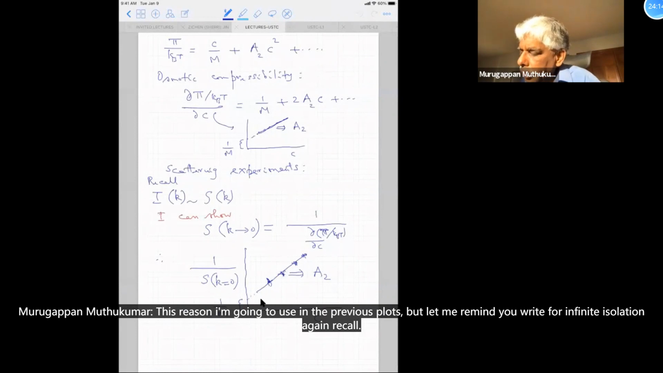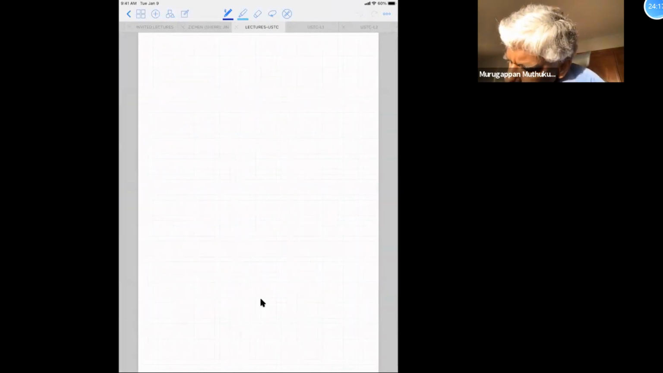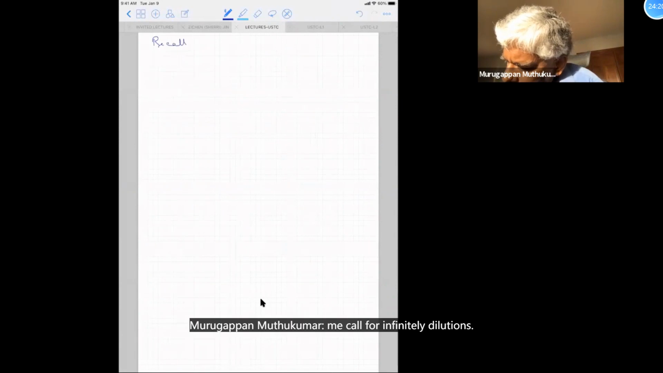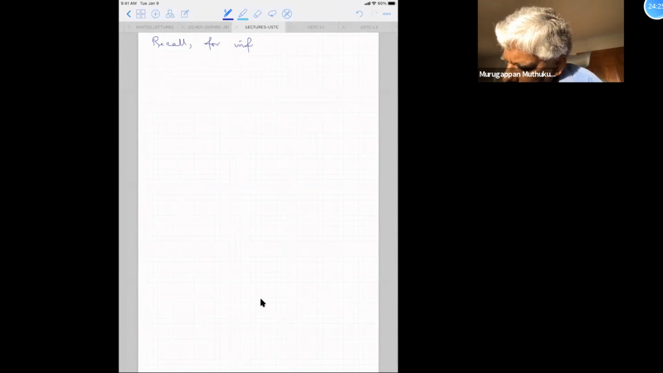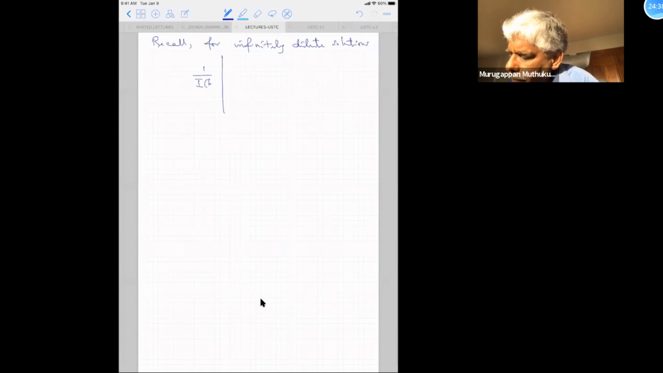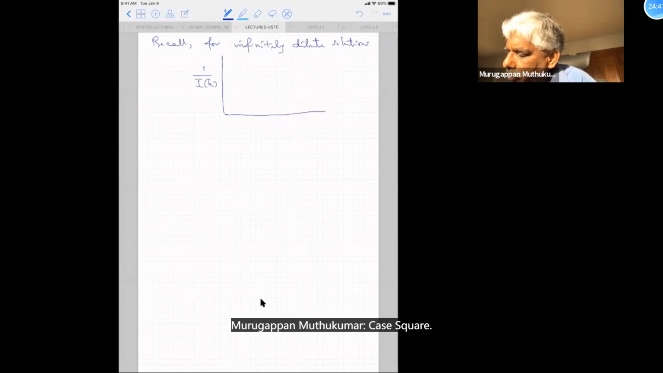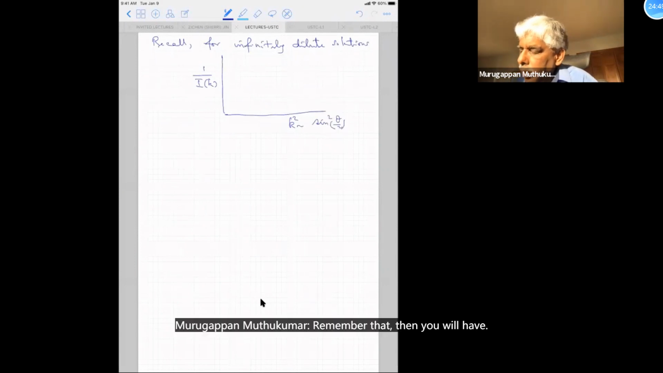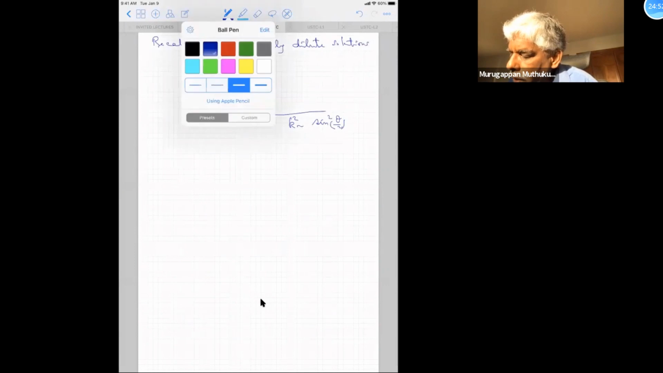For infinitely dilute solutions, recall, we had 1 over I of K, and we had K squared, which we wrote to be sine squared theta by 2. Remember that? Then we will have data like this.